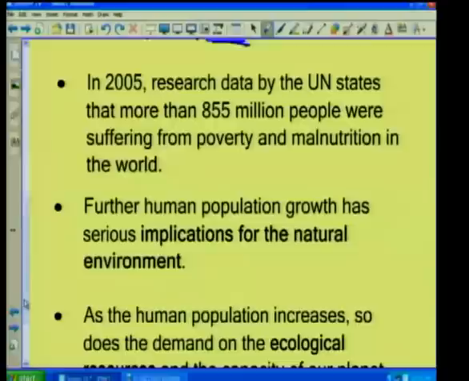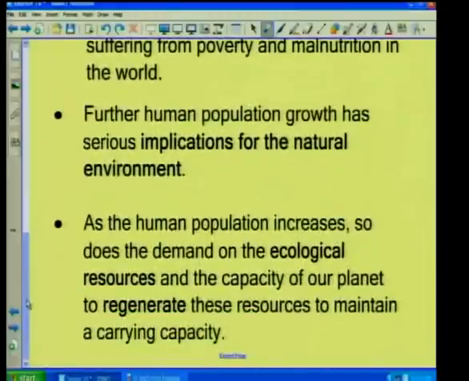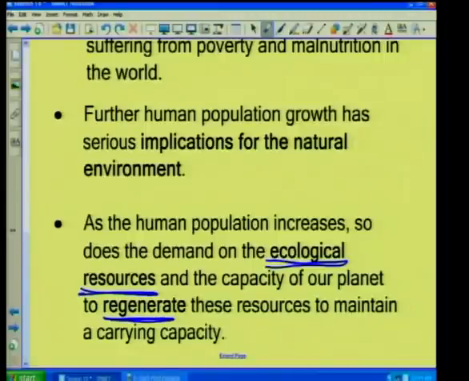Okay, now, they say in 2005, research data of the UN states that more than 855 million people were suffering from poverty and malnutrition in this world. Okay, that's a lot of people. Then we have human population growth has serious implications on the natural environment, because wherever we go, we destroy. As the human population increases, so does the demand for the ecological resources and the capacity of our planet to regenerate these resources to maintain a carrying capacity.